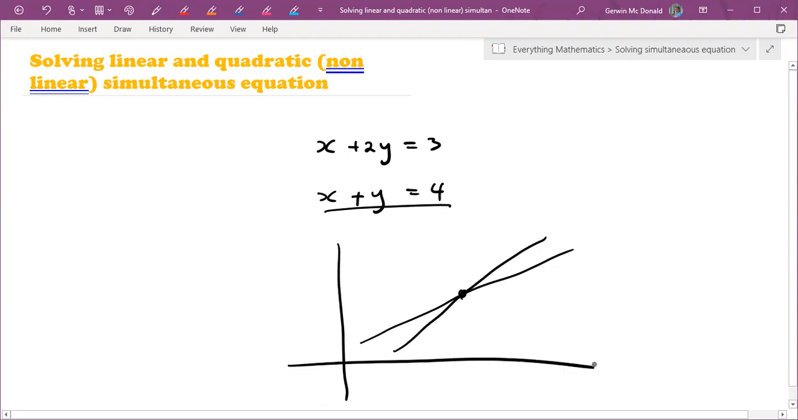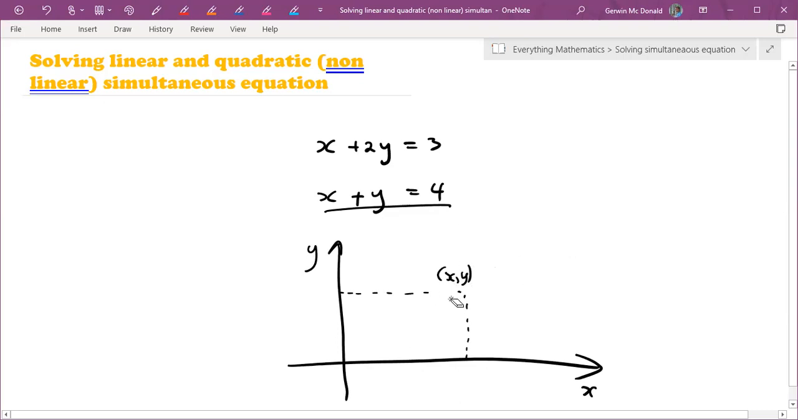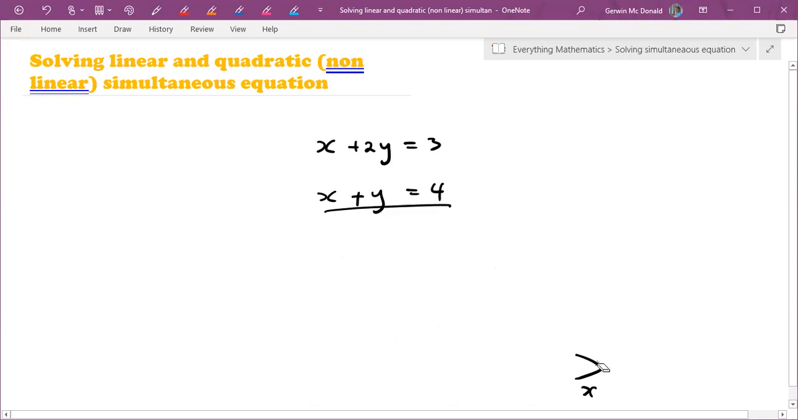So for example, if this is our Cartesian plane, this is our y and this is our x. This here will be the x value and this here will be the y value. So at this point, we will have an x and a y that correspond to each other. Good? So when you're dealing with two linears, we will get one solution, or one x, one y.